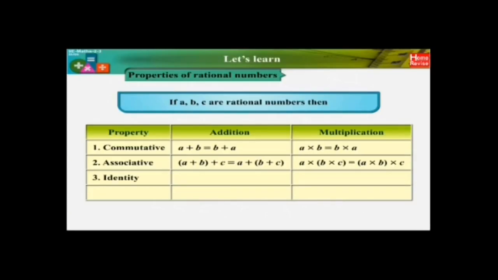3. Identity, which says a plus 0 or 0 plus a is a only, which means its identity is not changed. And for multiplication, a multiplied by 1 or 1 multiplied by a is equal to a only. 4. Inverse: a plus minus a is equal to 0. And for multiplication, a multiplied by 1 upon a is equal to 1, where a should be non-zero.